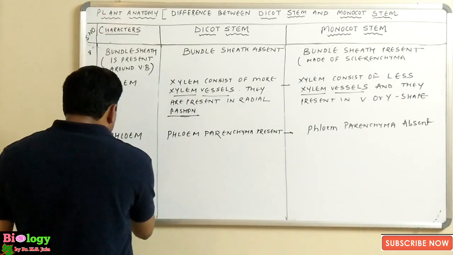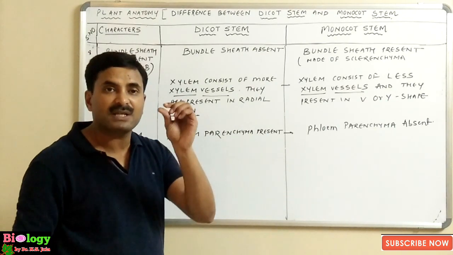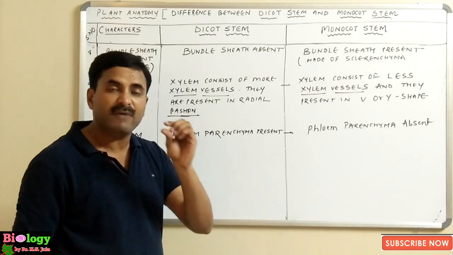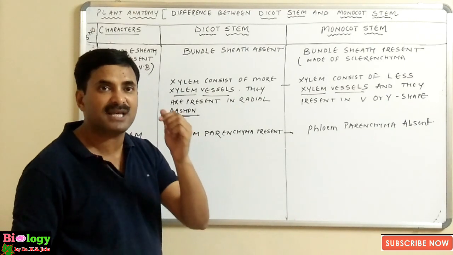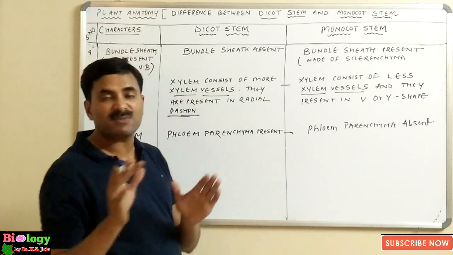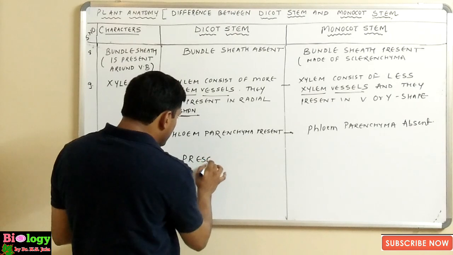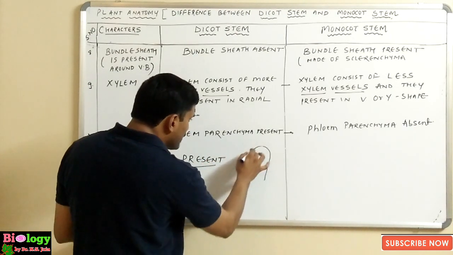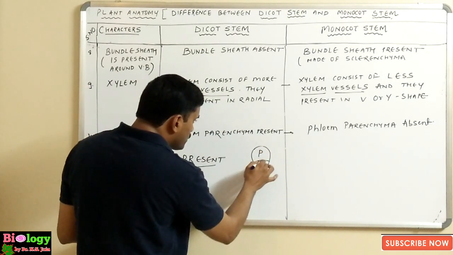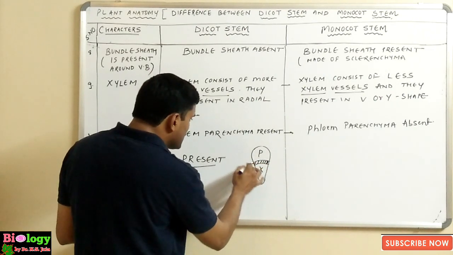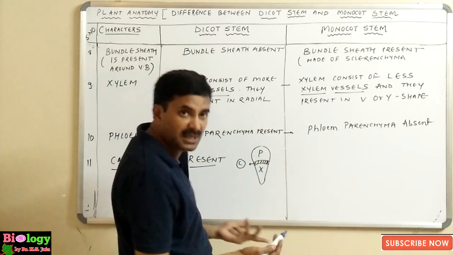Okay, next comes cambium. As you know very well, there are some vascular bundles in which cambium is present in between the xylem and the phloem, and when cambium is present the vascular bundles are called open, and when the cambium is absent the vascular bundles are called closed, right? And cambium is responsible for the secondary growth. Okay, so in the dicot stem cambium is present. Say I have made a vascular bundle, and here I have written phloem and here I have written xylem, and in between this xylem and the phloem what is present? This is the cambium. So here the cambium is present. That's why the vascular bundles are open type.